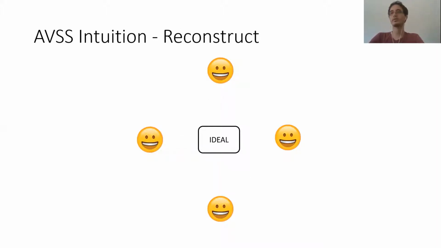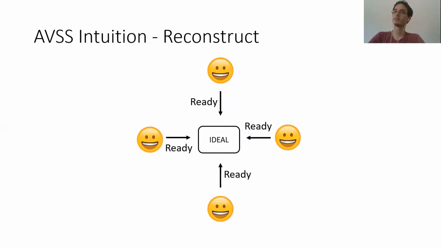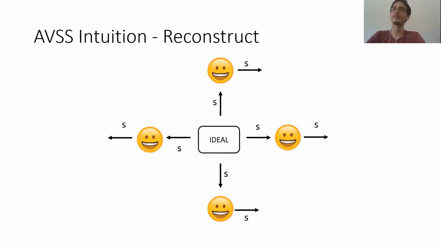Afterwards, in the reconstruct phase, every party sends a ready message to the ideal functionality. And then the ideal functionality replies with the message it received in the first phase, in this case, S. Finally, every party outputs the value it received from the ideal functionality.